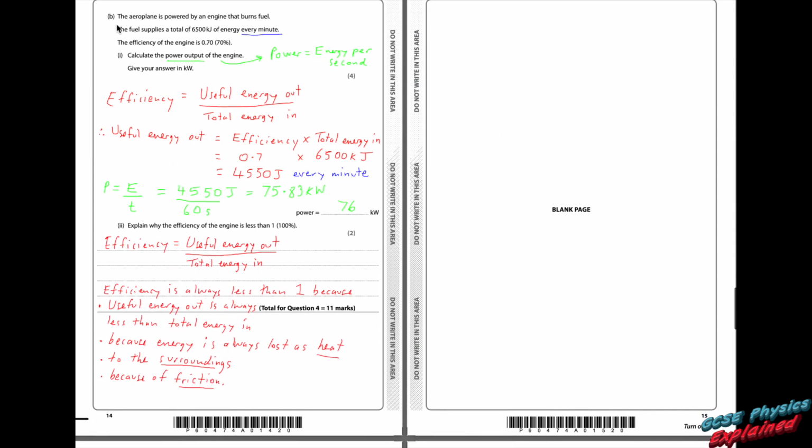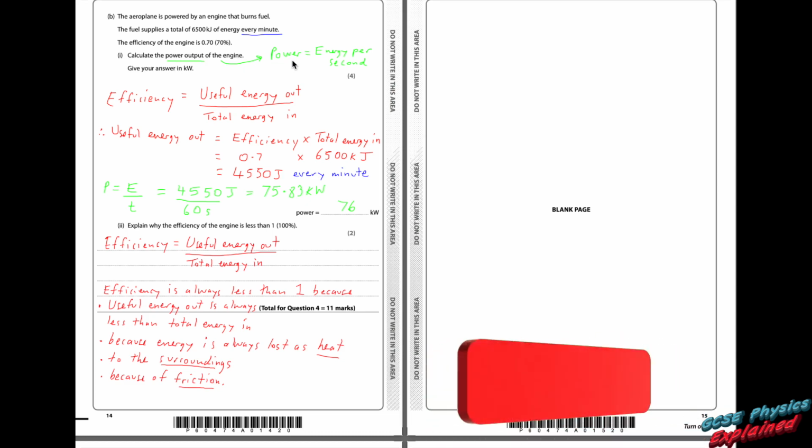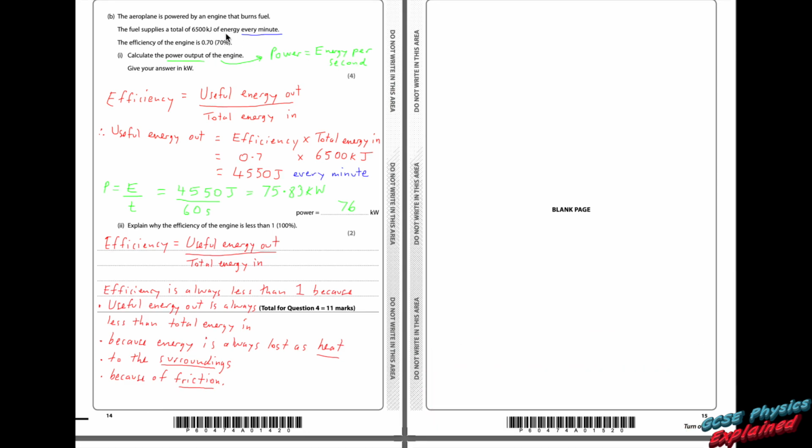Part B. The aeroplane is powered by an engine that burns fuel. The fuel supplies a total of 6,500 kilojoules of energy every minute. The efficiency of the engine is 0.7 or 70%. Calculate the power output of the engine. So power is the energy per second. Now they've gave us the energy per minute. So we'll deal with that at the end.